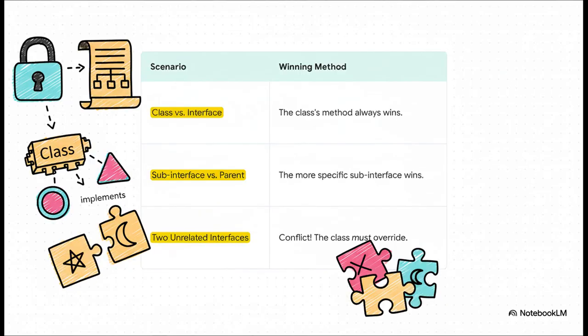Okay, but wait a second. What happens if a class implements multiple interfaces that have the same default method? Who wins that fight? Well, this table breaks it down. Rule 1, the class's own code always wins. If you write the method yourself, your version is the one that gets used. End of story. Rule 2, a more specific interface beats its parent. And finally, if two totally unrelated interfaces clash, Java basically throws its hands up and says, nope, not my problem. It gives you a compiler error and forces you, the programmer, to step in and resolve the conflict yourself.